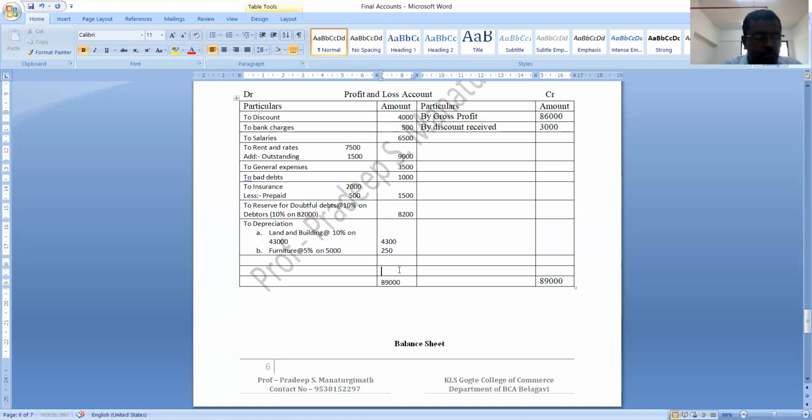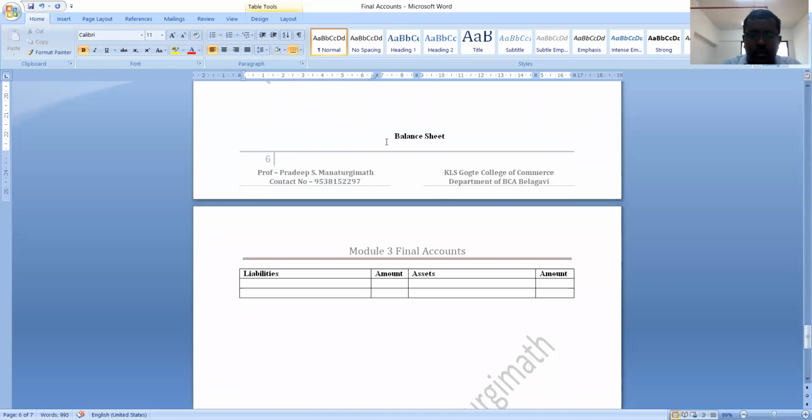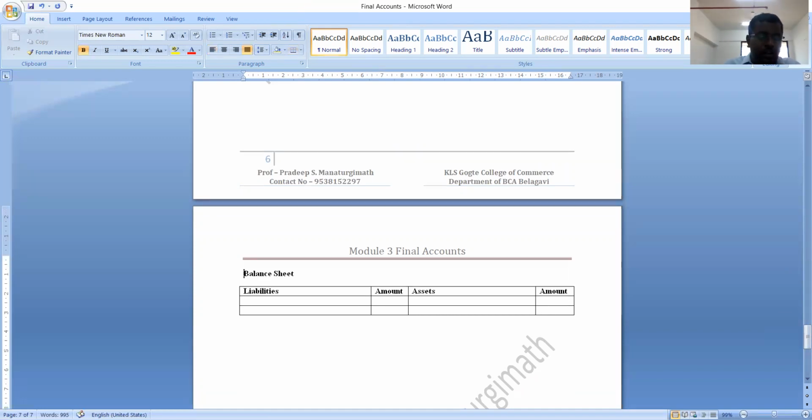What would be the balancing figure now? If you deduct all the above items from 89,000, you are going to get 50,250 as a balancing figure. Then what does the balancing figure indicate in profit and loss account? It indicates net profit. To net profit 50,250. Understood? Now what is our next task? Next task is we need to prepare balance sheet. Please don't write abbreviation of debit and credit in balance sheet, because balance sheet is a statement, it is not an account.